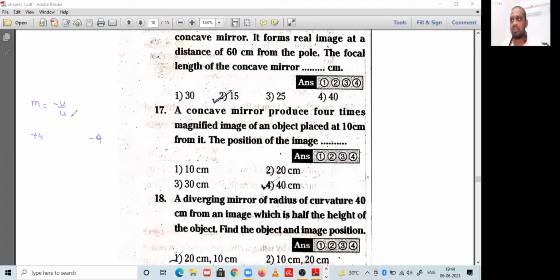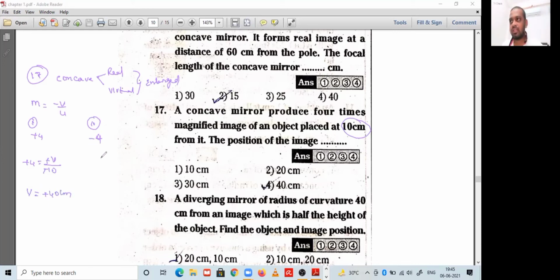We have two consequences. Why? Because in case of a concave mirror, we will get a real image as well as a virtual image, but both the images are enlarged. So that's why here I consider case 1 and case 2. In case 1, I considered plus 4 as the magnification. So plus 4 is equal to minus v by u, and the u value here in the question is minus 10 centimeters. Minus minus will get cancelled. v will be equal to plus 40 centimeters.